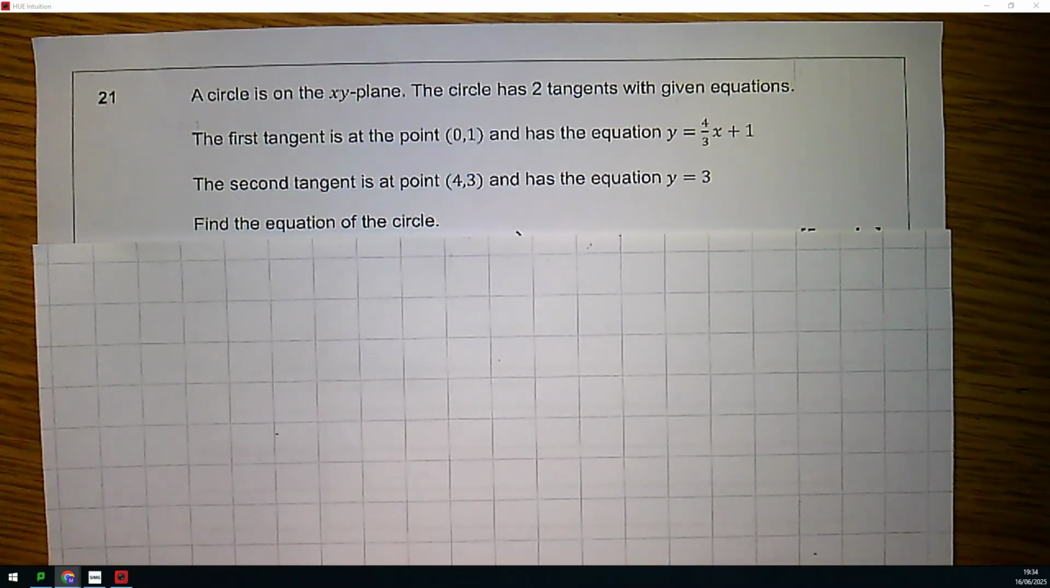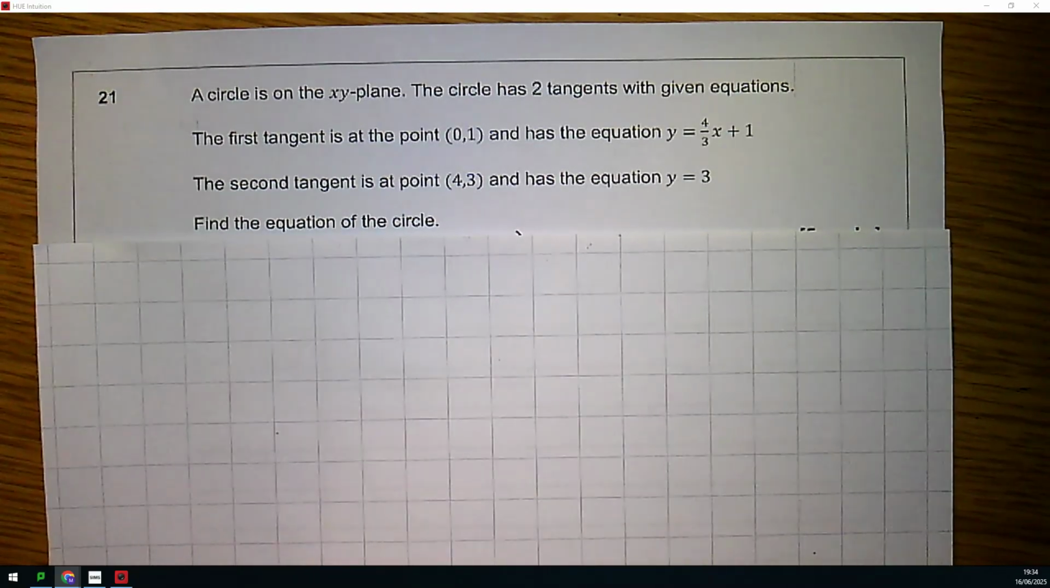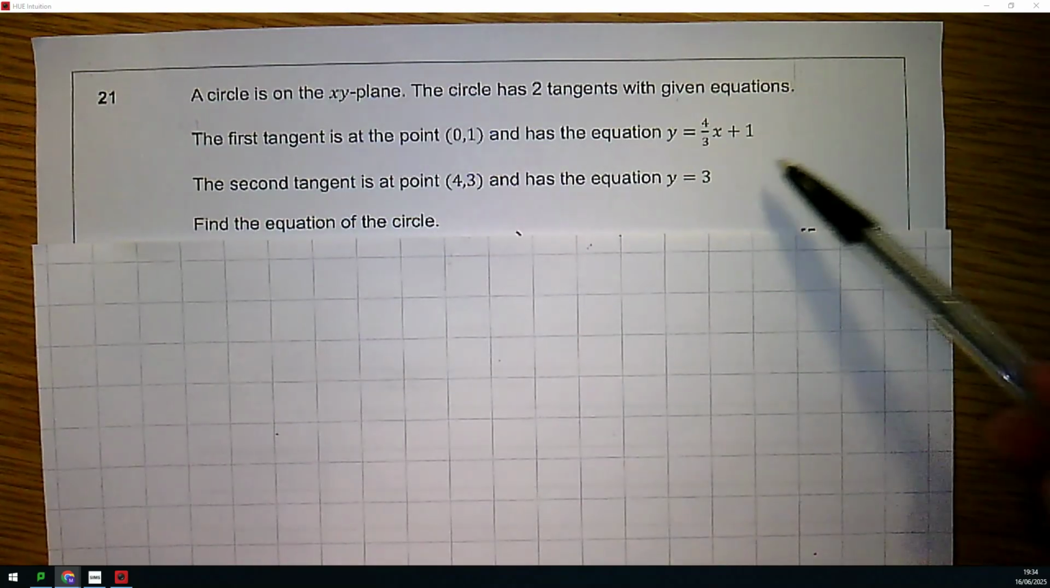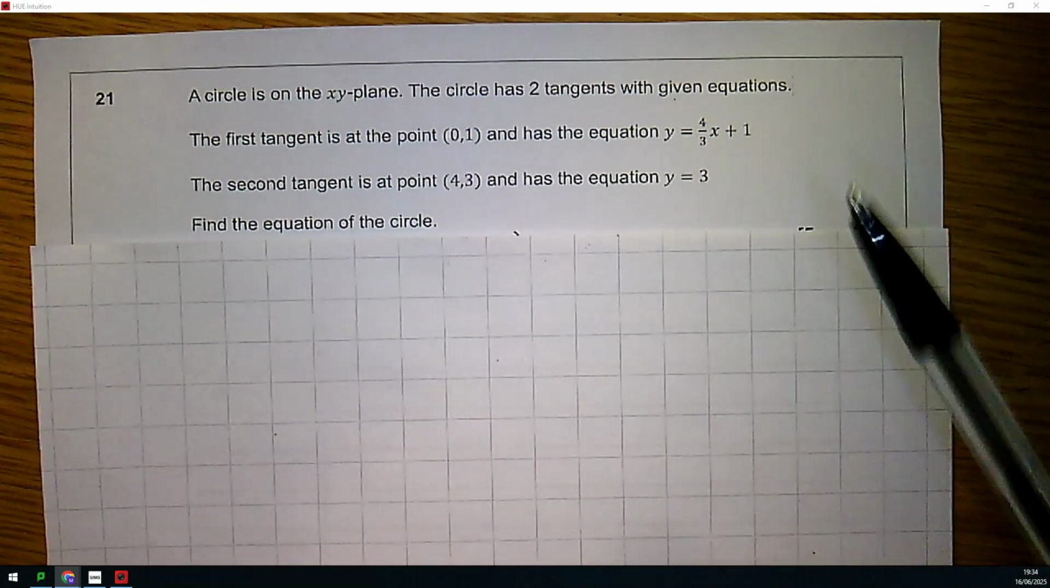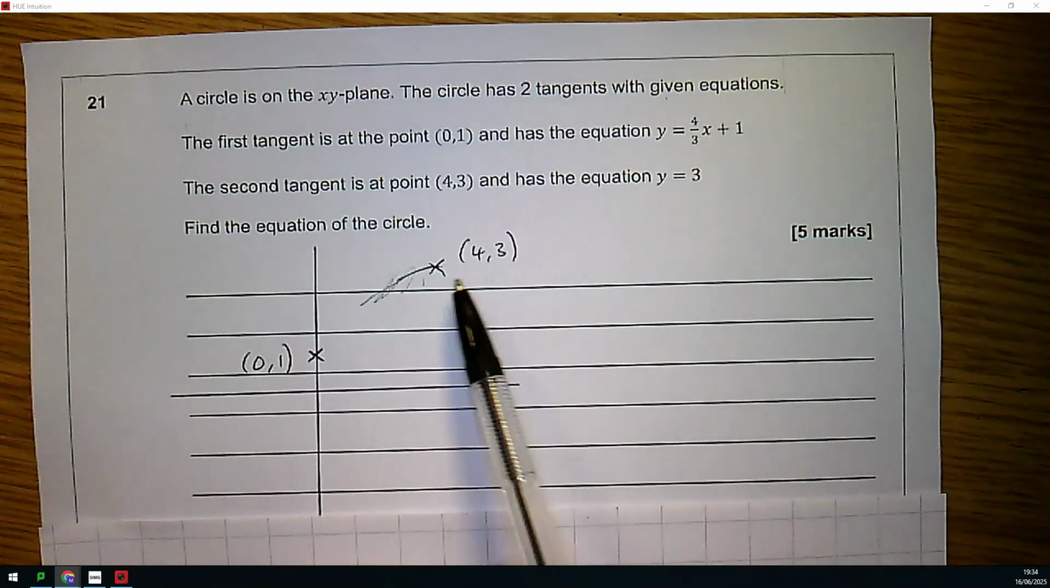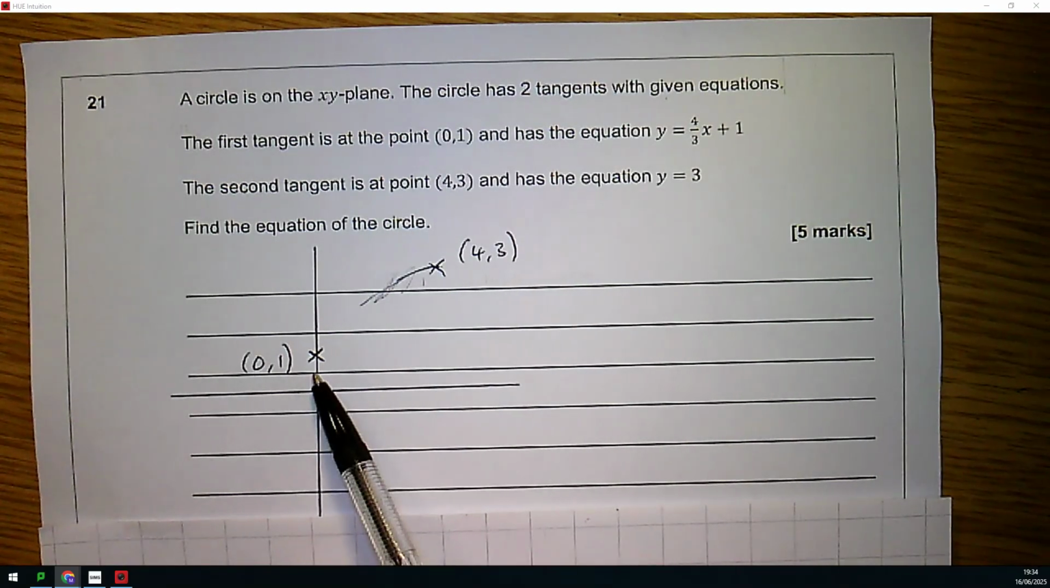Now, what is tricky about this question is that it does not give you a diagram to help you visualize the question. There is really a lot going on there, and it isn't obvious how you're going to find the equation of the circle just from this information to start with. So draw a sketch of the diagram, which I've done here. I've marked on the points (4, 3) and (0, 1).